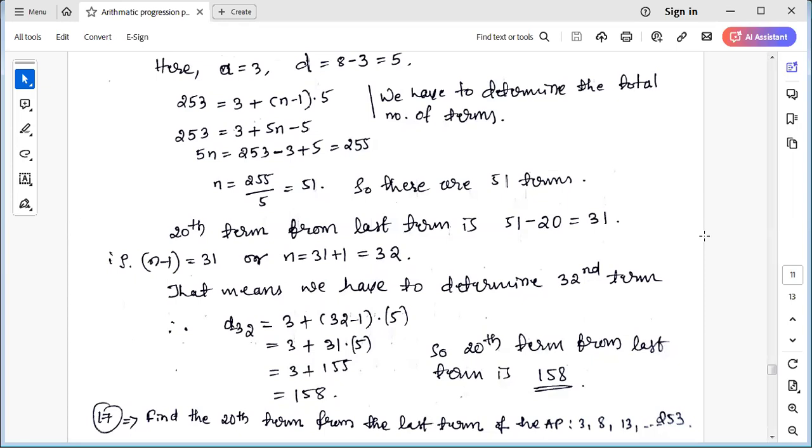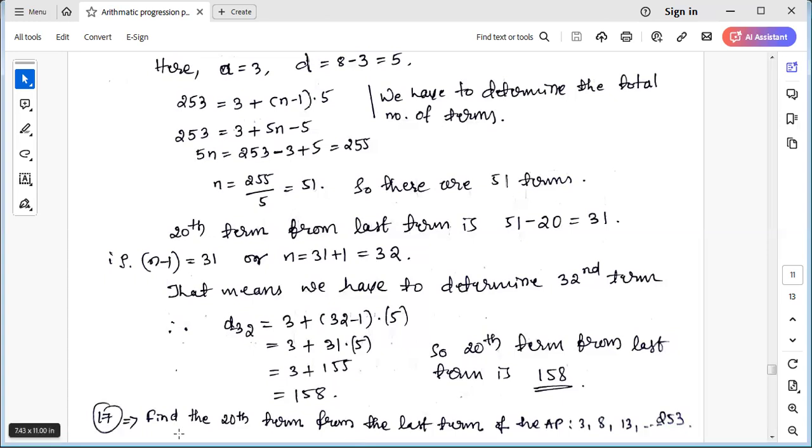Hello student. Welcome back to this chapter of arithmetic progression. In the last session, I solved the problems up to the 16th of exercise 1.2. In this session, I am continuing exercise 1.2 from the 17th problem.